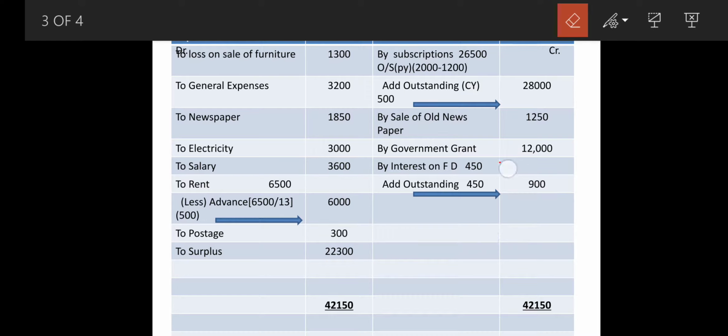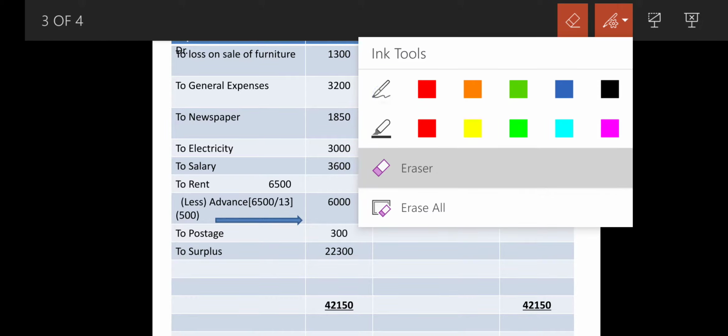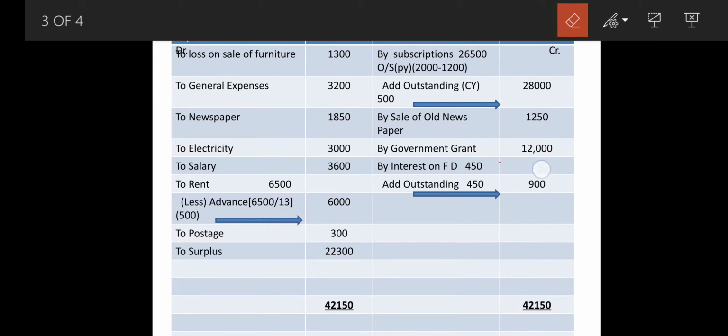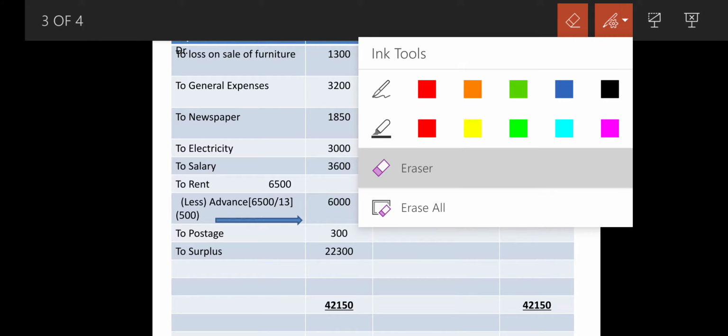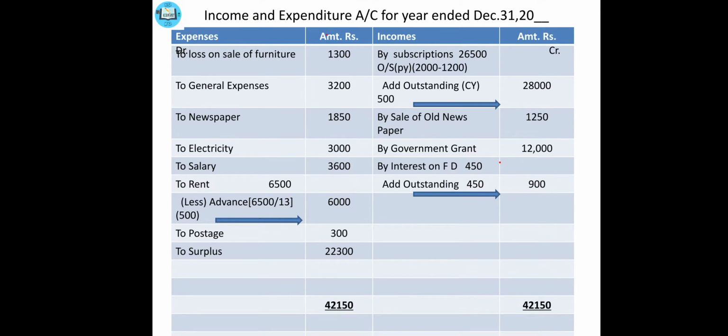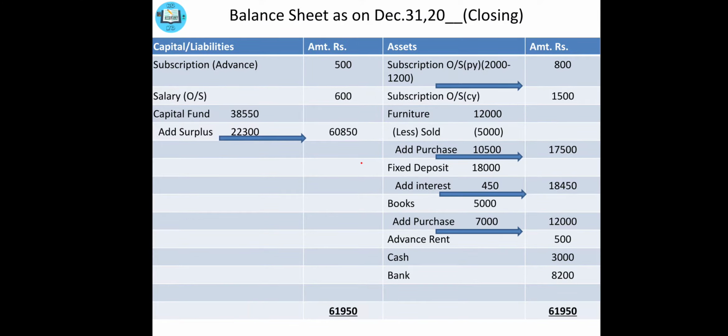Understood? Come to your income and expenditure. In income and expenditure, another effect is to be given. By, it is an income for the firm, so write down by interest on FD 450, which is already mentioned in the receipts and payments, plus outstanding CY 450. So outer column gives you 900.